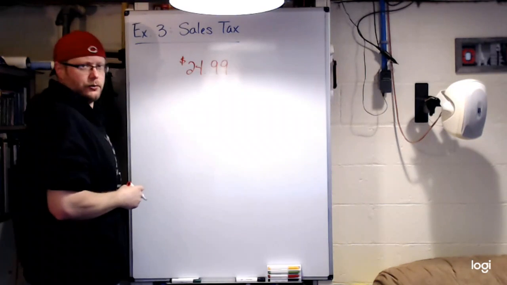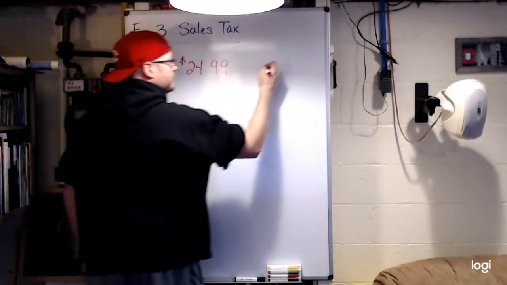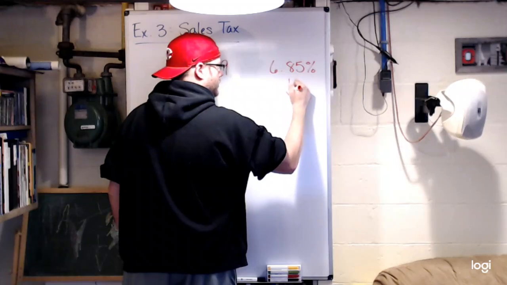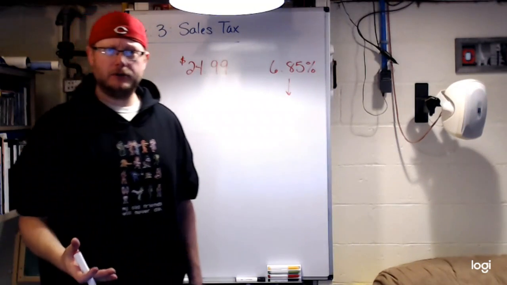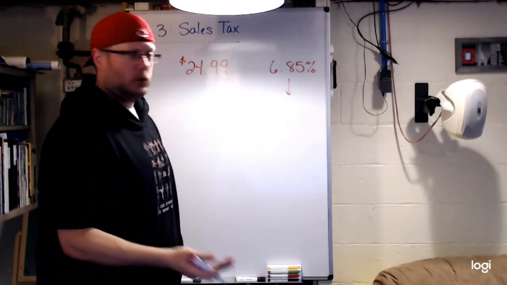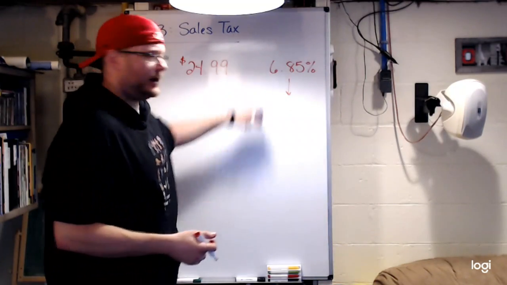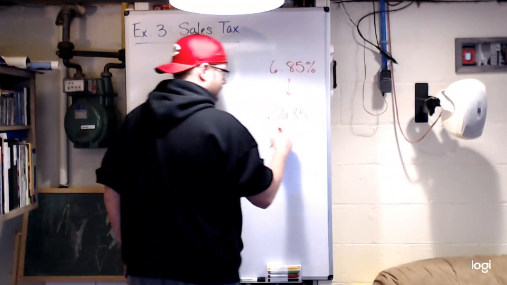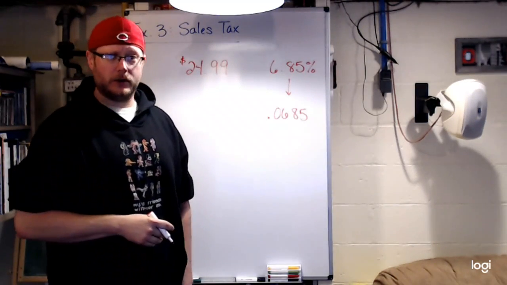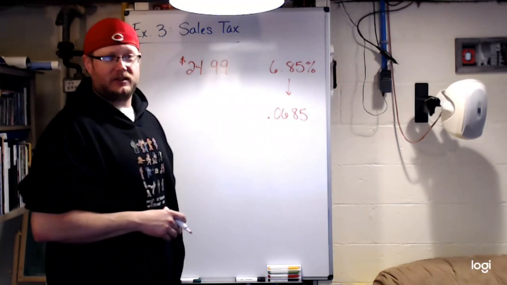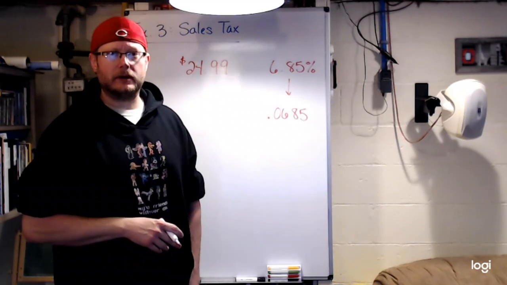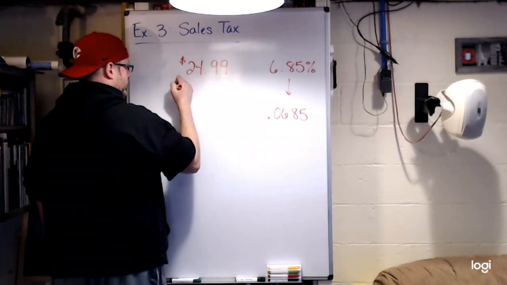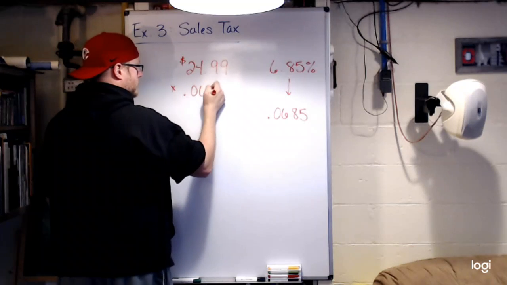So we take our DVD. Our DVD is $24.99. It tells you the sales tax rate is 6.85%, which, if you use either one of those methods I showed you, divide by 100, or move the decimal 2 places to the left, that's going to give you 0.0685. It's very important that that 0 goes in there. If you don't include the 0, and it's just 0.685, that's 68.5%. So be careful converting. Take that 0.0685 and you multiply it.